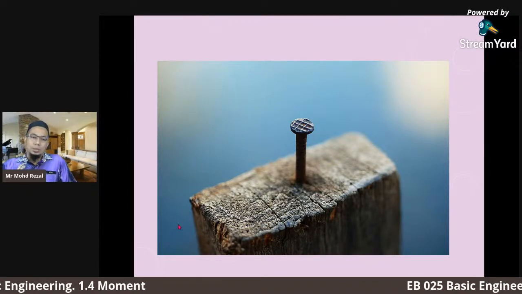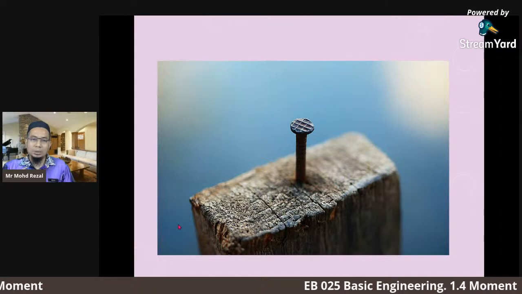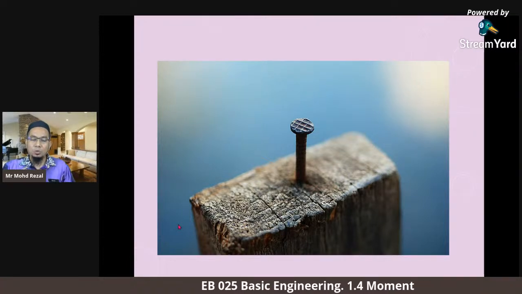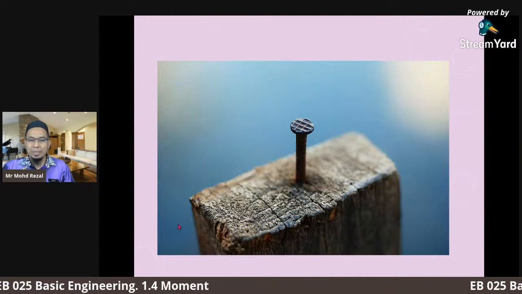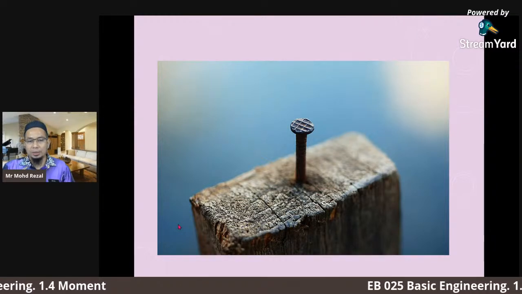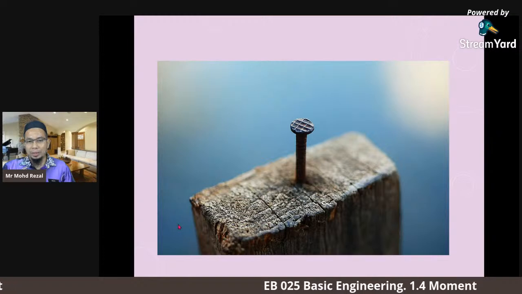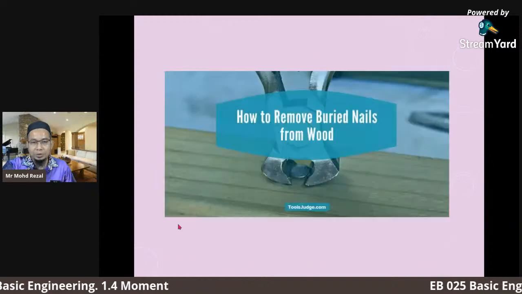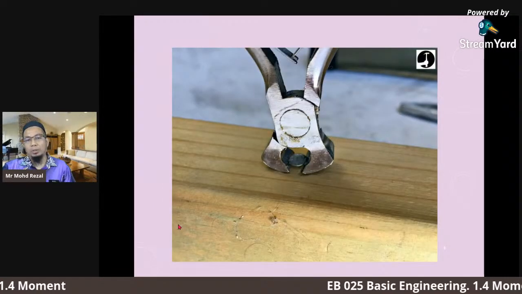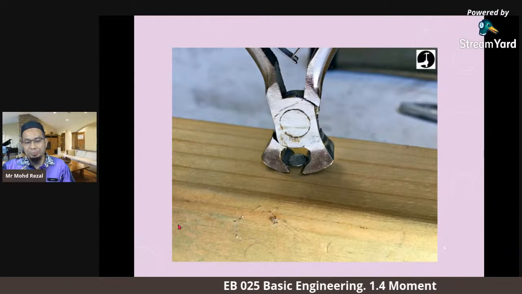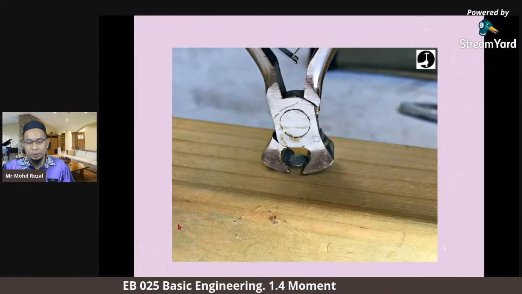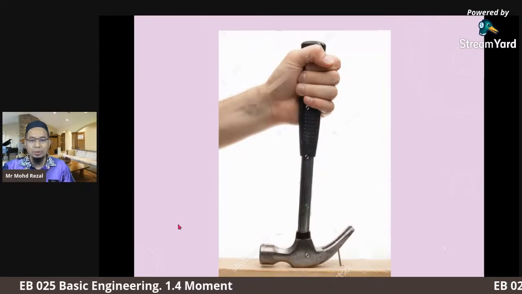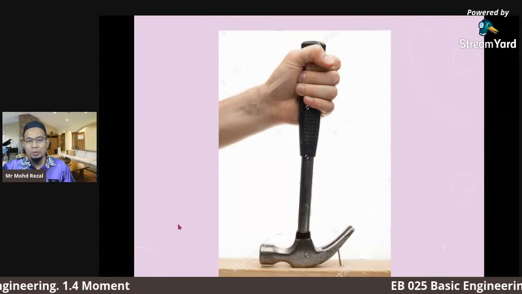Okay, this is a nail immersed into the wood. So how do we pull out the nail from the wood? Okay, it's very difficult if we use our hand. We need to use a tool to pull out the nails. Maybe people can use pliers to pull out the nails. But the best way is to use the hammer to pull out the nail.